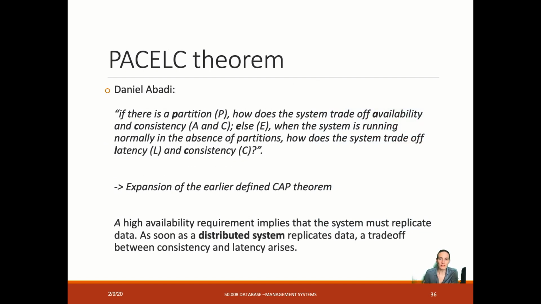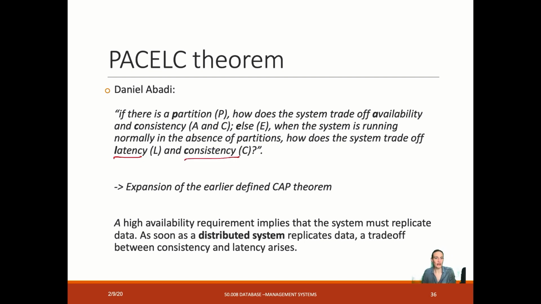So there's a little bit of an extension, or let's say a refinement of this theorem, which is called the PACELC theorem by Daniel Abadi. And it says, if there's a partition P, how does the system trade off availability and consistency? And else, when the system is running normally in the absence of partitions, how does the system trade off latency and consistency? All right. So I think this is a little bit more exact. This highlights the trade-off between latency and consistency we didn't have before.